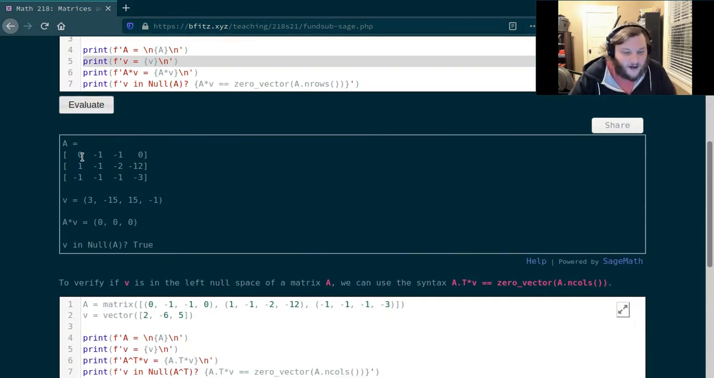So here we're working with a 3 by 4 matrix that we predefined. And the vector we were dealing with is 3, -15, 15, -1. And when we multiply this matrix by this vector, it looks like we produce the vector 0, 0, 0. That tells us that this vector is in the null space of our matrix.